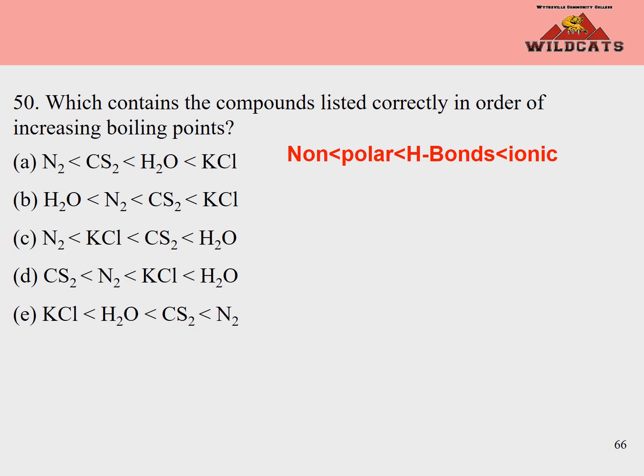So which contains the compounds listed correctly in order of increasing boiling point? We're going to go from nonpolar to polar to hydrogen bonds to finally ionic. Remember, ionic compounds have metals in them. And so we're going to end up with A, that nonpolar nitrogen gas. CS2 is going to be polar. Then we're going to have water with the hydrogen bonds. And then we're going to have KCl, which is ionic.